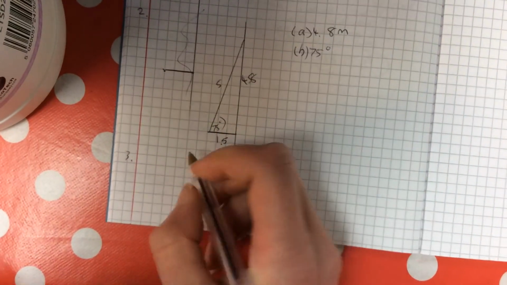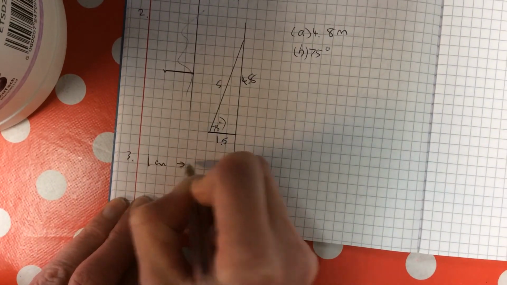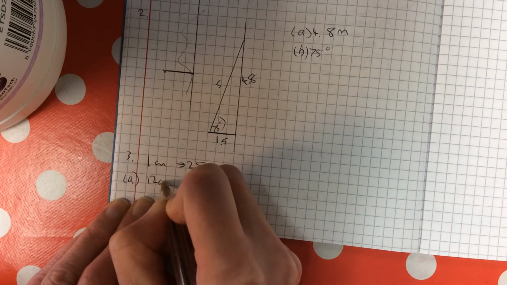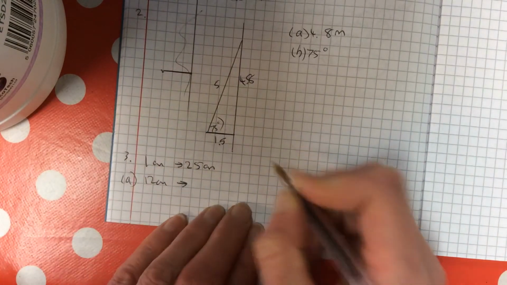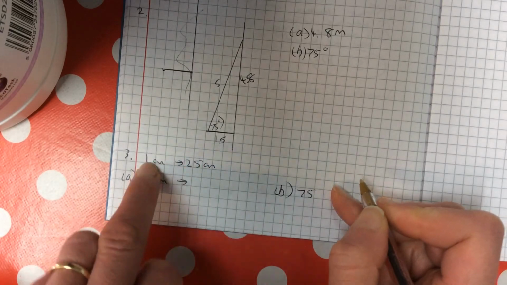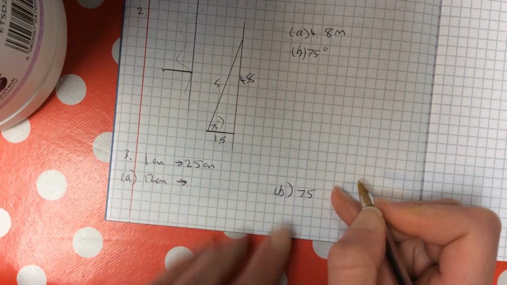I'm just going to get you started. 1 centimetre goes to 25 centimetres. So in part A, they want 12 centimetres, so you'll times that. And in part B, you have got 75 centimetres, so you're going back to the scale. So you divide by 25.